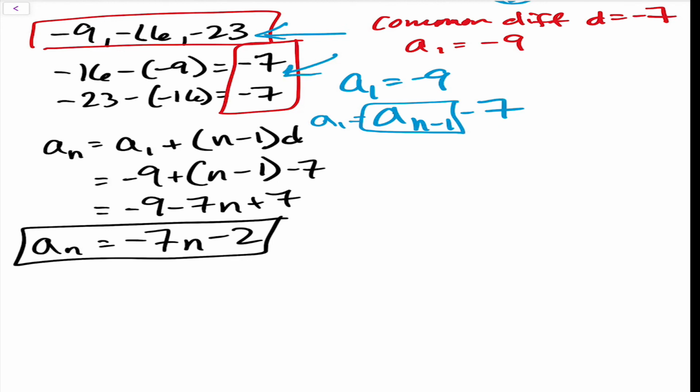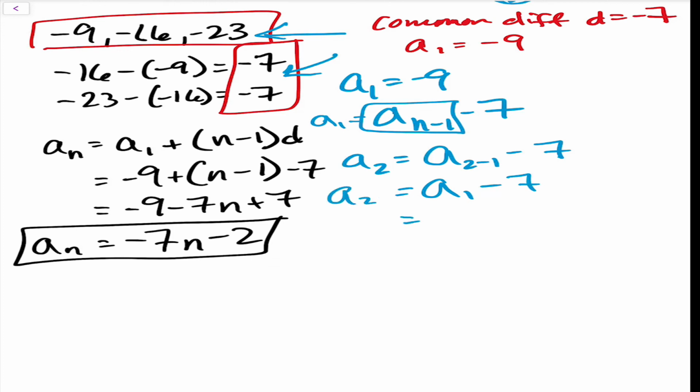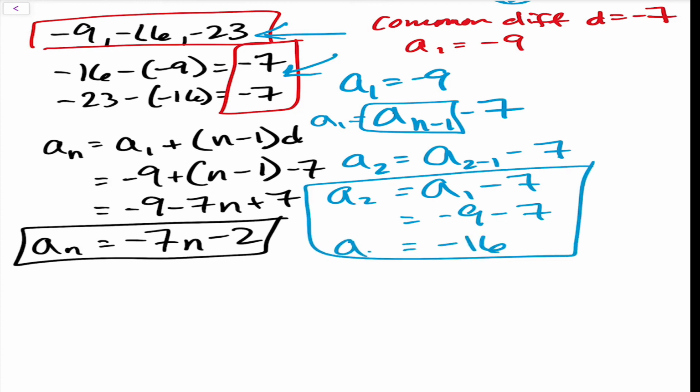So just for good measure, let's find the value of the second term to confirm. That's going to be a sub 2 minus 1 minus 7, and that's the first term minus 7. And I know what the value of the first term is. It's negative 9 minus 7, which is, in fact, negative 16. So you can see how that plays out. This is my second term right up here.